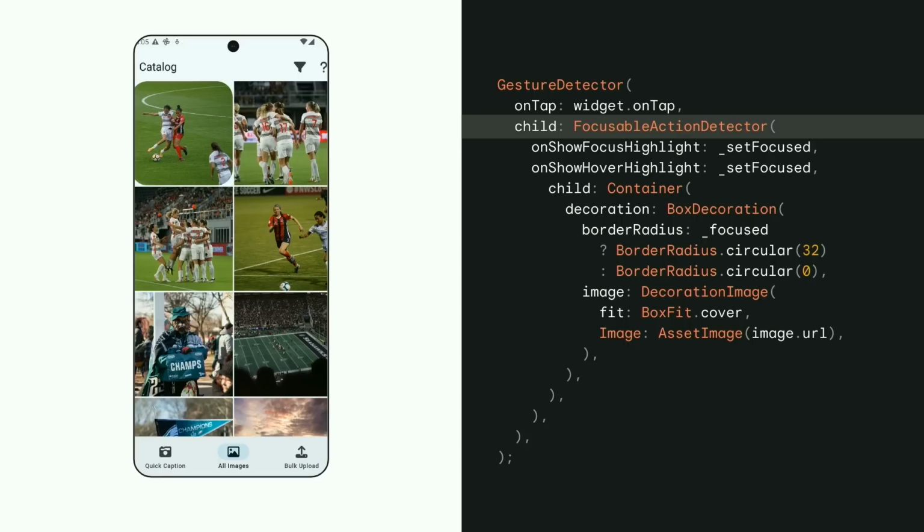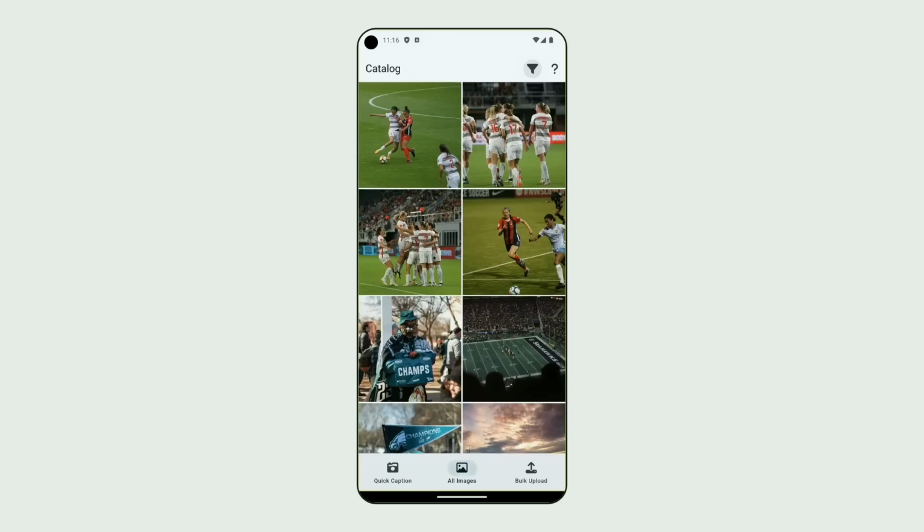So we're going to add a focusable action detector in this code. For simplicity, I'm going to use that setFocus method for both hover and highlight state. So if it's highlighted, call setFocused. On hover highlight, we're also going to set focused. You can have those be different if you want. So here is a little video of the corner radiuses navigating around.